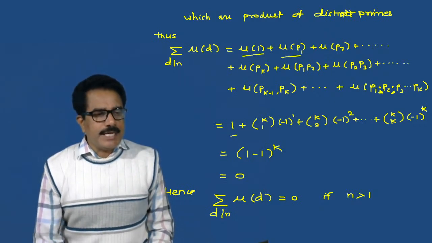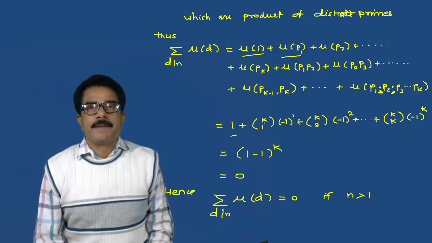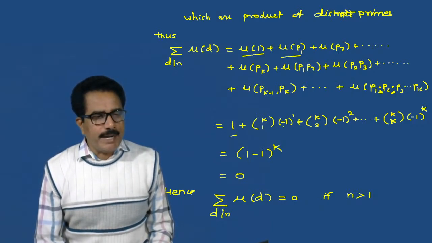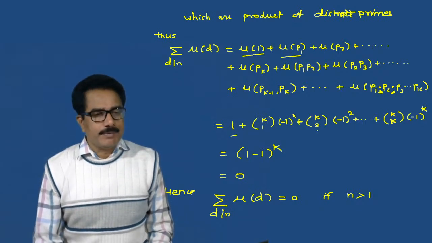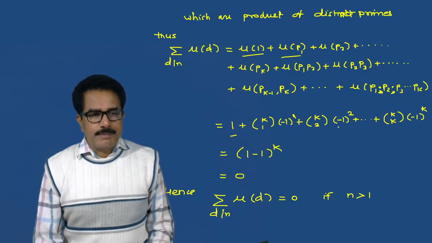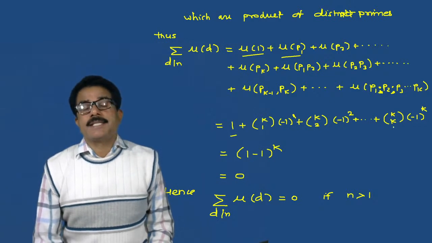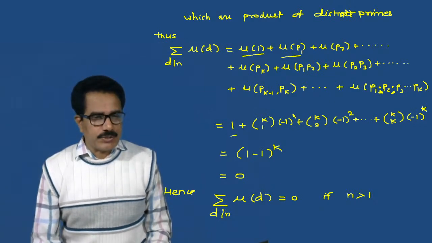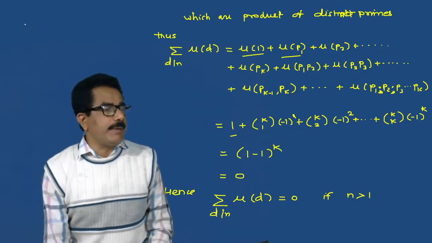This can be written as combination k1 into minus 1 raised to 1, in place of k, plus k c 2 minus 1 raised to 2, plus dot dot dot k c k, k means combination, minus 1 raised to k. This is the expansion as like a minus b bracket raised to n.